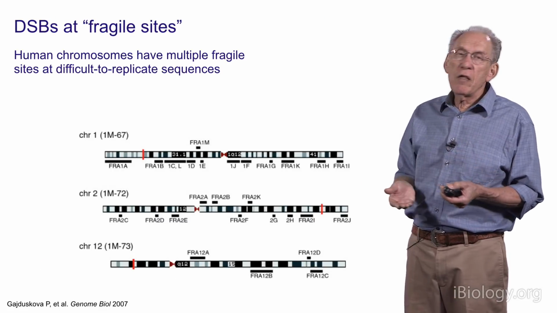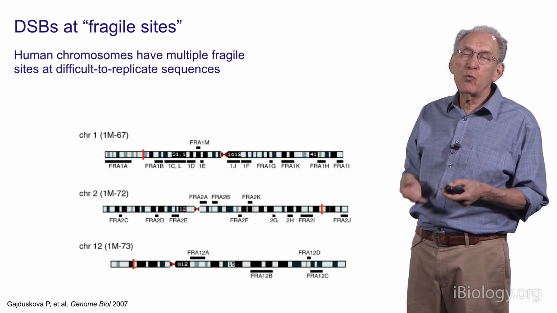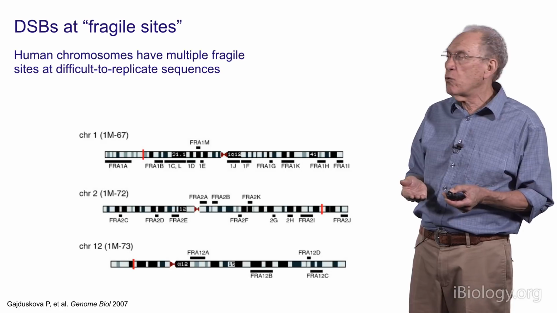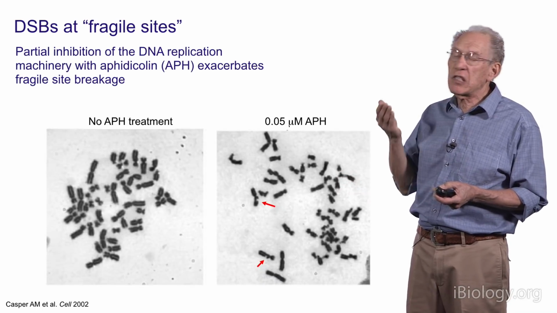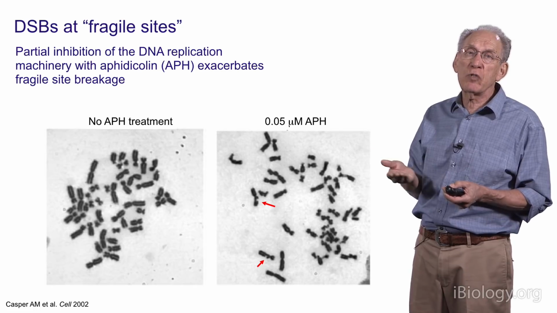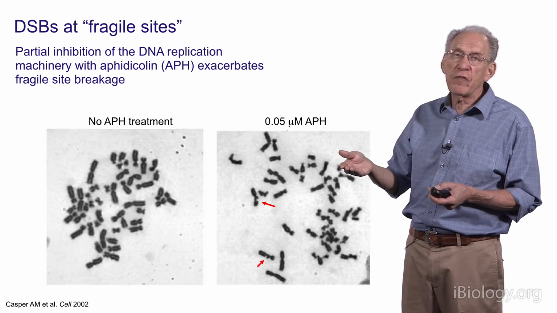In humans, there have been dozens and dozens of fragile sites identified where such breakage is likely to occur. One way of finding these fragile sites is by slowing down and disabling the normal DNA replication process, in this case by using a drug called acetylcholine.